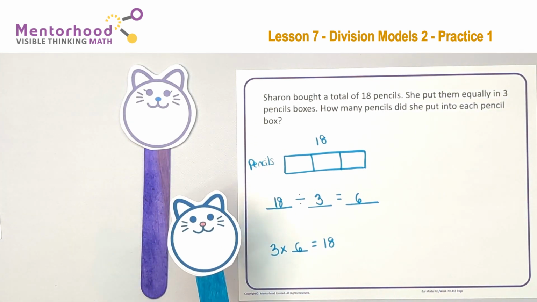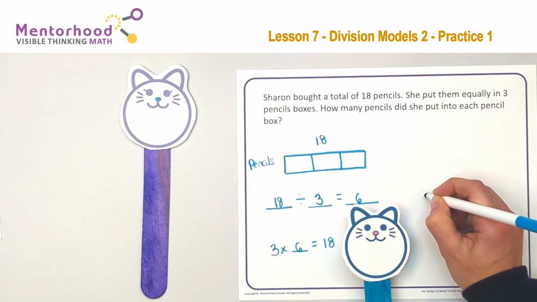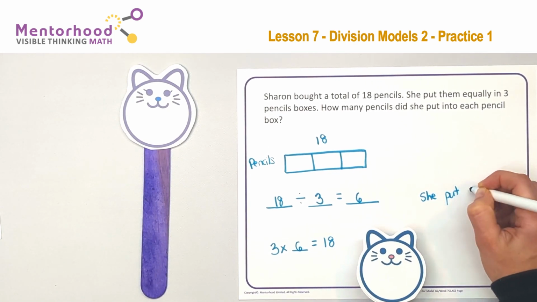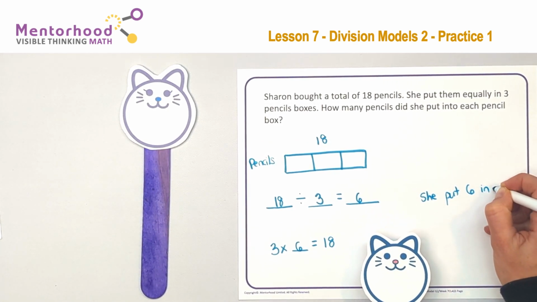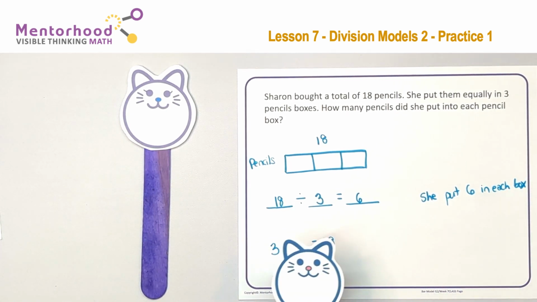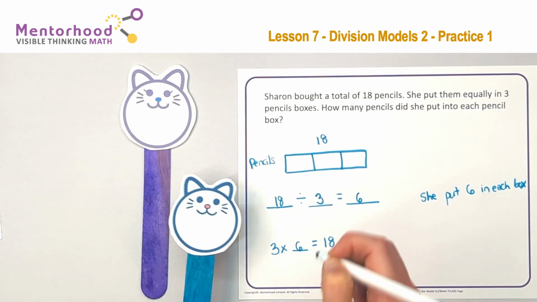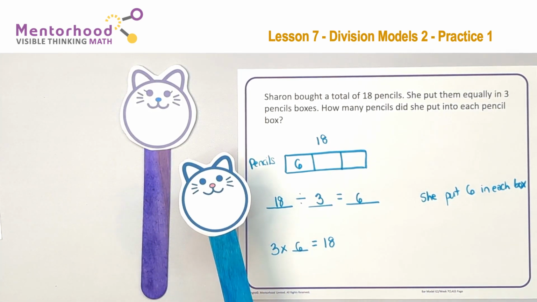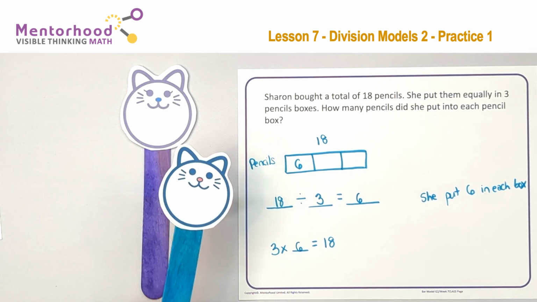So let's write that as a statement. She put 6 in each box. All right, and we can even put that into our model if we'd like to. 6. Great, good job. Are you ready to try another one?